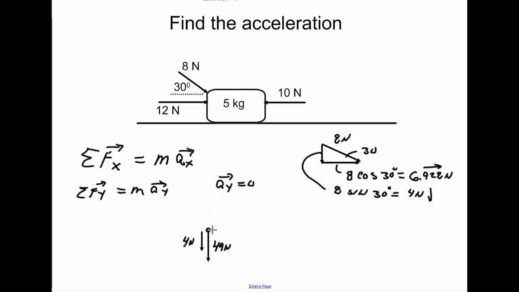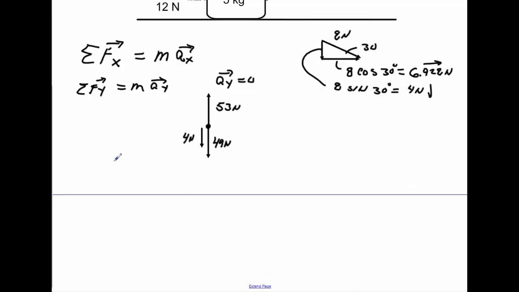And then the normal force pushing back up, which would be the surface pushing back up on this block, would be the sum of those, which would give me 53 newtons. Let me rewrite that. 53 newtons. Hope I can add, huh? 53 newtons. Alright, so as you know here, the acceleration is 0 because the net force here is 0. Alright, now we're ready to do the x component.